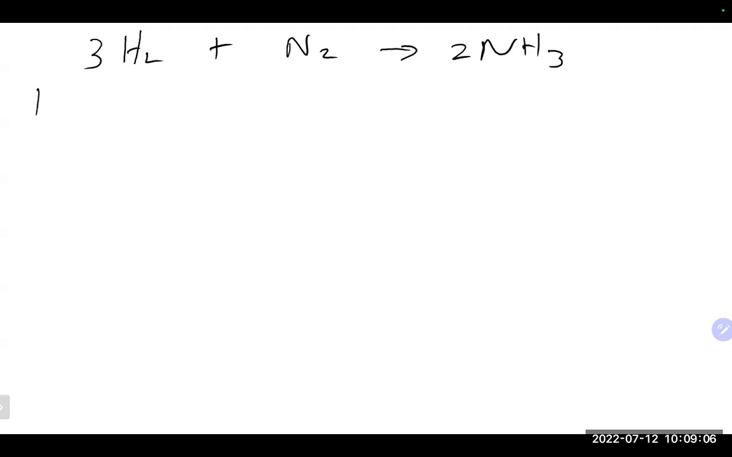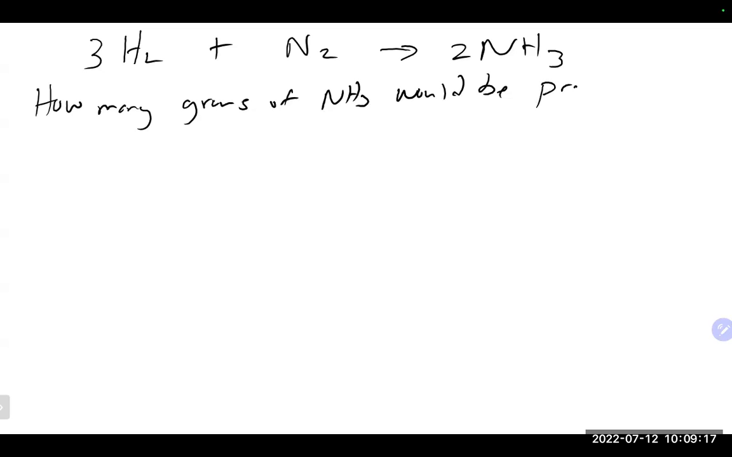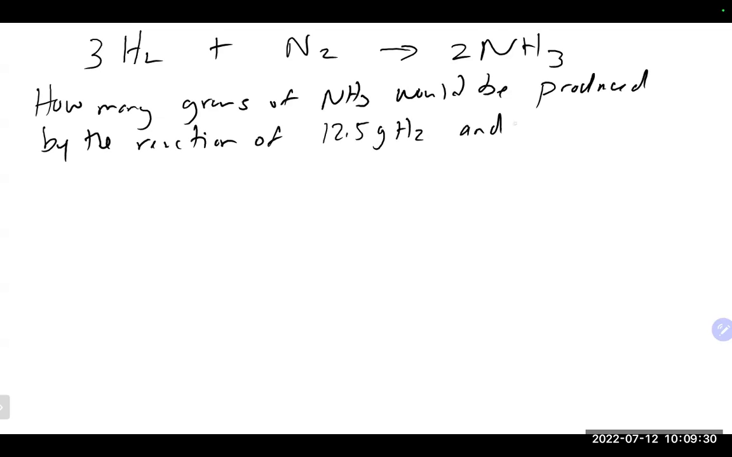So how many grams of NH3 would be produced by the reaction of, let's do 12.5 grams of H2 and 7.25 grams of N2. All right, so take a couple minutes, see what you come up with.